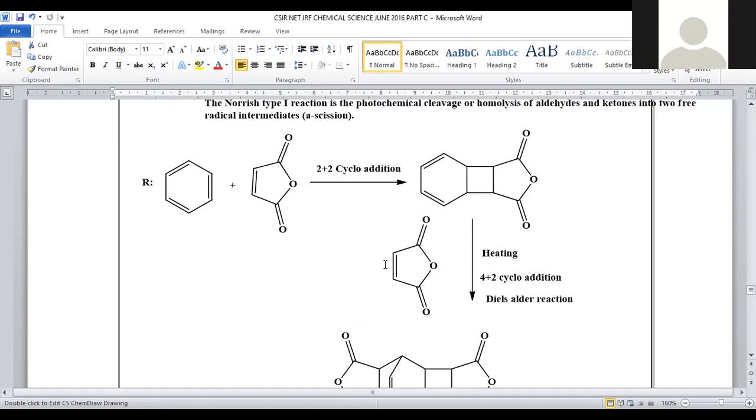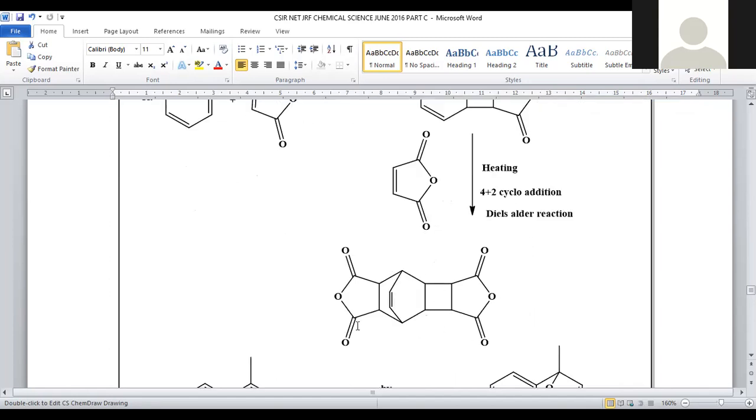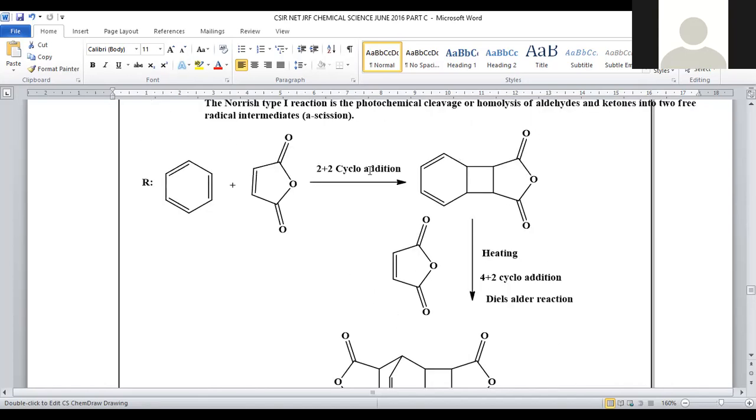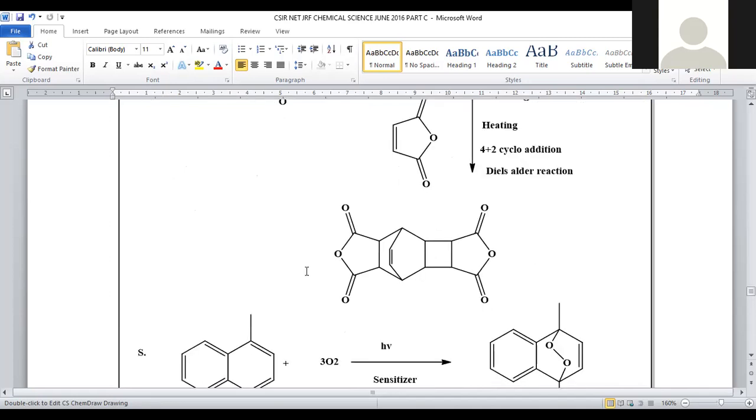Here 4 pi electrons are there, here 2 pi electrons are there. The 4+2 cycloaddition is carried out and the Diels-Alder reaction is possible, so that the product is generated. A 4+2 cycloaddition always leads to the product called an adduct. So here the product is obtained, and this is a 2+2 cycloaddition followed by a 4+2 cycloaddition, and the Diels-Alder reaction is possible. So this is about R.